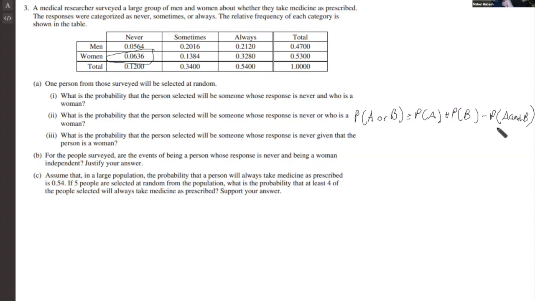So that would, yeah, exactly. 0.12 though, plus 0.53 minus the probability that they occur together, and they can occur together. And that would be it.